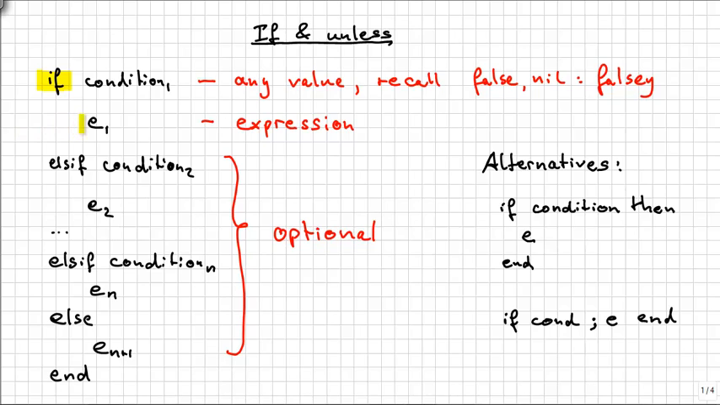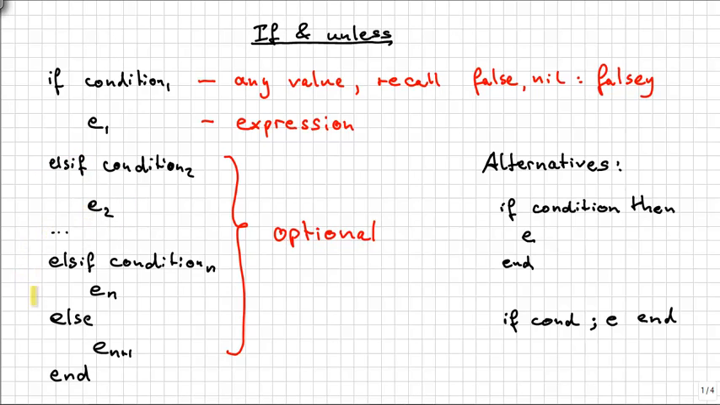This is followed by an expression. This is the expression being evaluated if the condition 1 here is true. If the condition 1 isn't true, we can test against another condition, condition 2, and this is done with else if. And if that condition is true, we will evaluate E2.